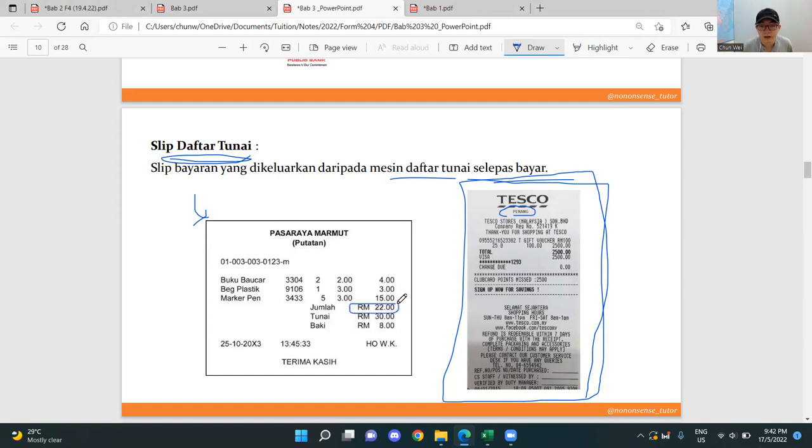So let's say if they ask you, berapa amount yang perlu dibayar? Amount yang perlu dibayar ialah, I mean, it's 22 ringgit, right? So amount yang perlu dibayar is 22 ringgit. Tapi kita ada 30 ringgit. So we use 30 ringgit. We pay 30 ringgit, and then they return the balance, baki 8 ringgit, to us. Right, so this is a contoh for the slip daftar tunai.